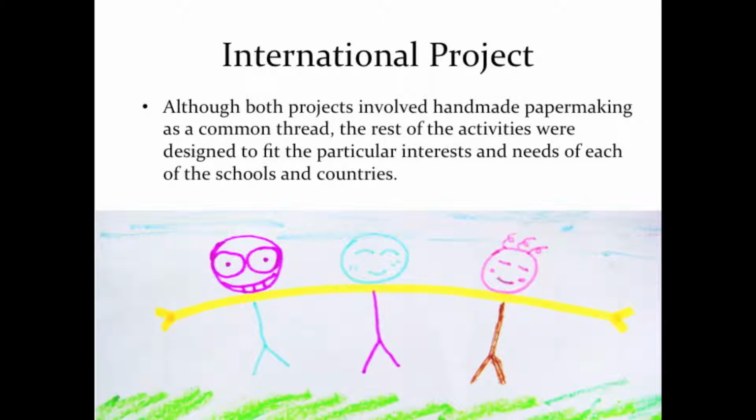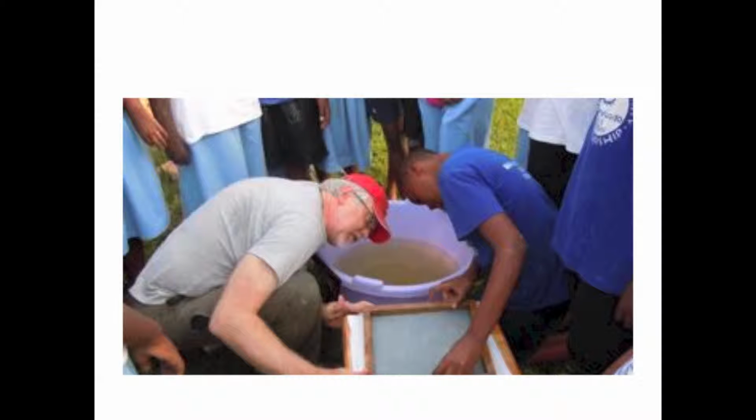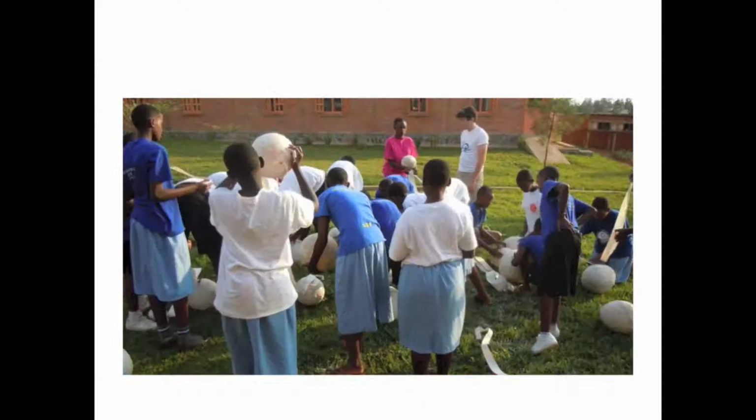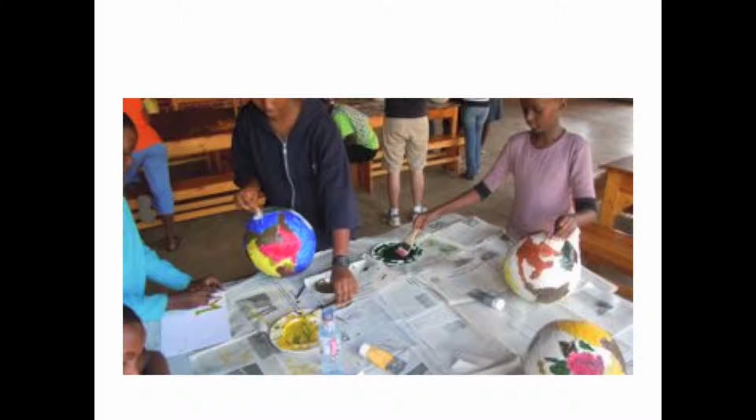Although both projects involved handmade paper making as a common thread, the rest of the activities were designed to fit the particular interests and needs of each of the schools and countries. One other example, like I mentioned, is a project that was conducted in Rwanda. Here are also a few photos from the project in Rwanda. Although both projects involved handmade papermaking as a tool, the other activities were different due to the constructivist approach.